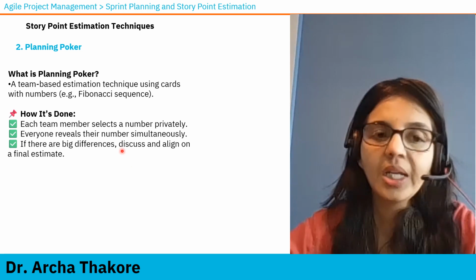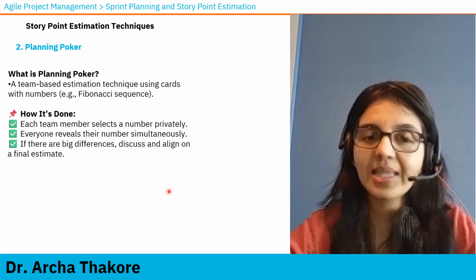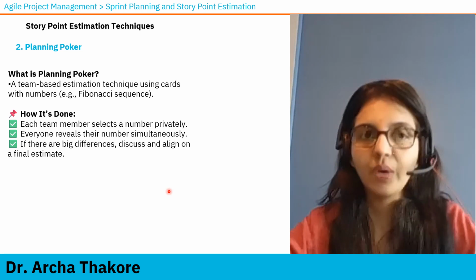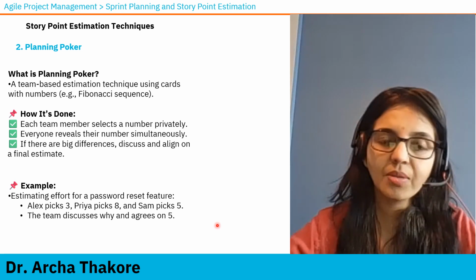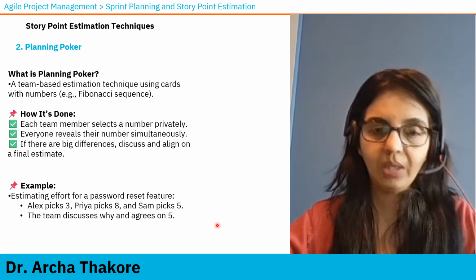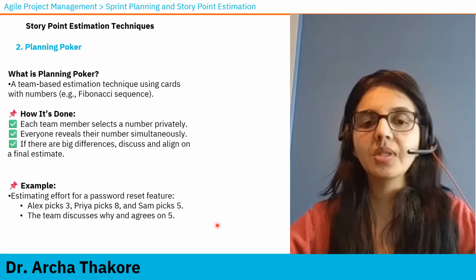How is it done? Each team member selects a number privately. Everyone reveals their number like it happens in poker, and then they discuss. I have given one example also here. There's one person who gave 3 points to one story. To the same story, the other person gave 8 and the third person gave 5.